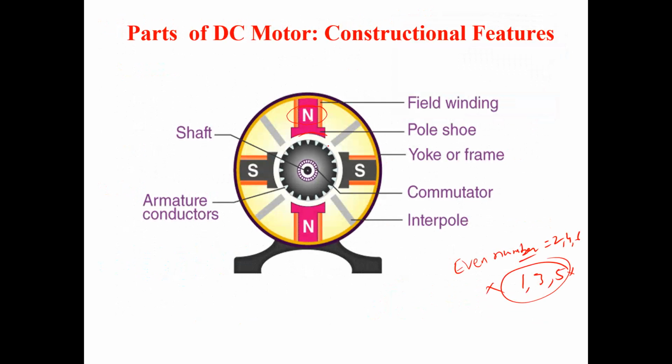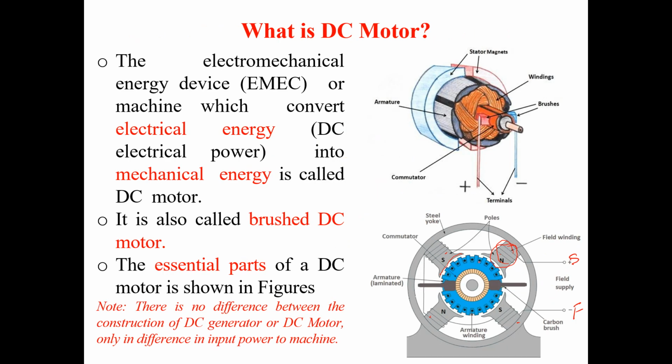See this. Here we have a slot. Slot 1, slot 2, slot 3. Conductors are placed in these places. See here, this is the conductor. This black dot is the conductor.